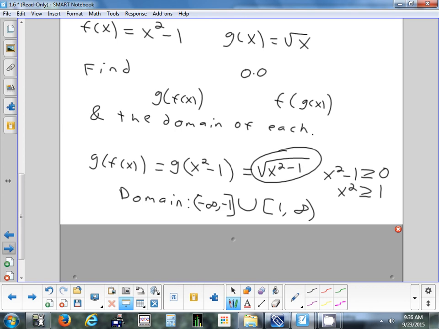What's that U between? This means or. You could pick this number or this number. So anything you want from negative infinity up to negative 1, or from 1 to infinity. If you square those values, it will come out greater than or equal to 1.